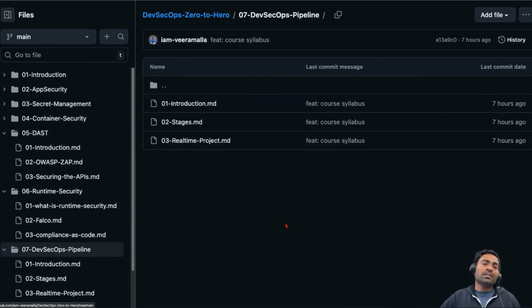Finally, in day 7, we will build an end-to-end DevSecOps pipeline. Whatever we learned from day 1 to day 6, we will implement as a capstone project in day 7. We will learn the different stages involved in end-to-end DevSecOps pipelines, and we will use a real-time application for this. I'm already thinking of applications for you.